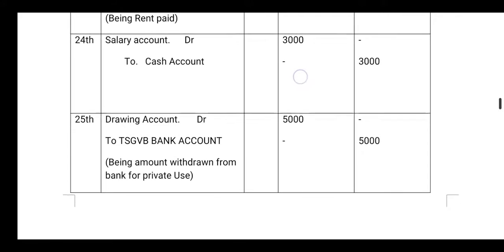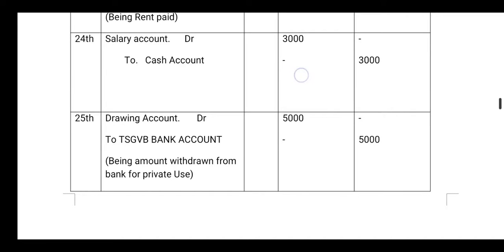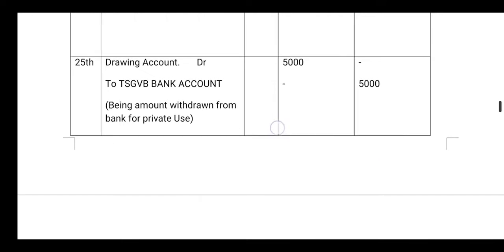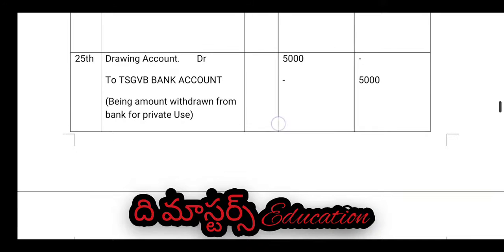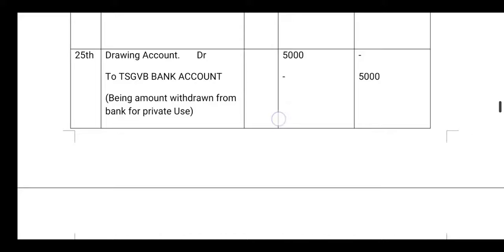Then salary account, salary paid. Here salary is also a nominal account, that's why salary account is debit, cash account is credit. Then drawings account, here amount withdrawn from the business for personal use.